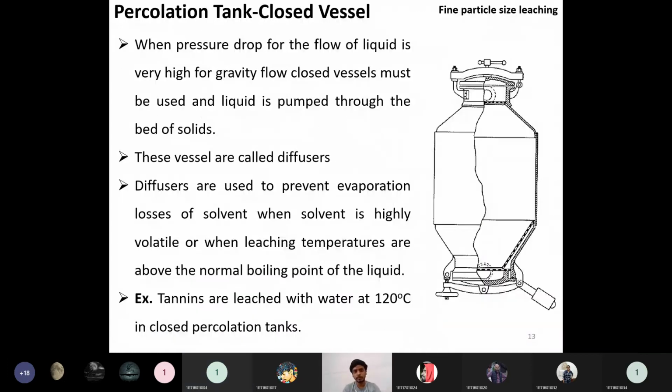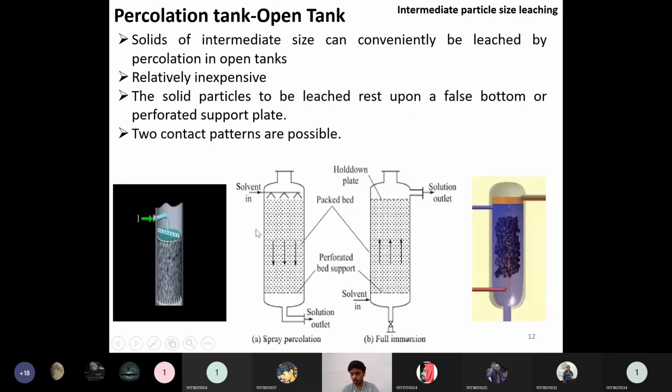Then next, if you see in the percolation tank, the operation is a cross current operation. The solvent will be flowing from the top or the bottom and the solids in the opposite direction. If you clearly notice here, the solids are flowing from top to bottom, or this solution is flowing from bottom to top. So this is a cross current operation. Then what happens in the cross current operation? The solution which is coming out will be a very weak solution, and the solute which is leached out will be very low.